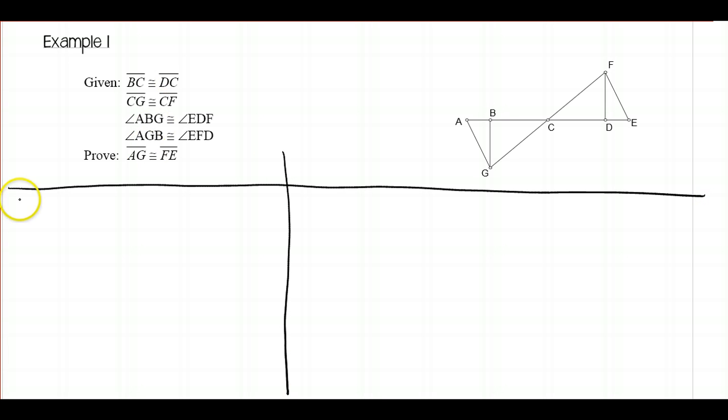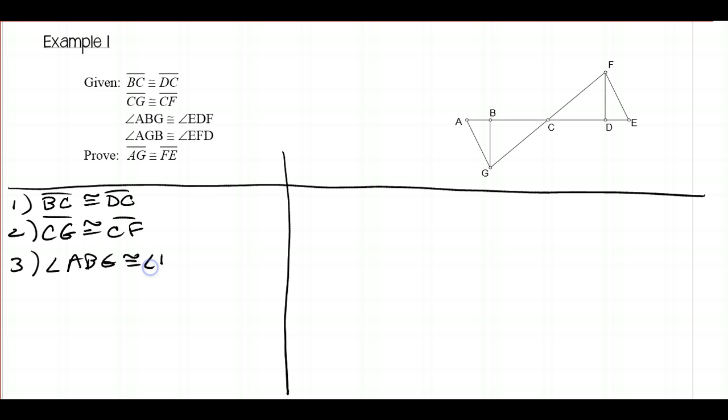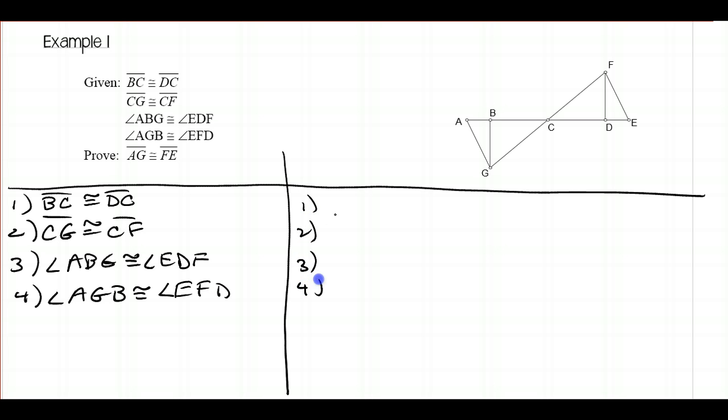So I've got 4 pieces of given information that I'm going to get in here. So I've got BC is congruent to DC. I've got CG congruent to CF. I've got angle ABG congruent to angle EDF. And I've got angle AGB congruent to angle EFD. So that's our given information.